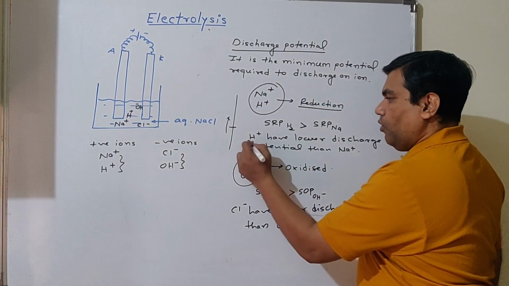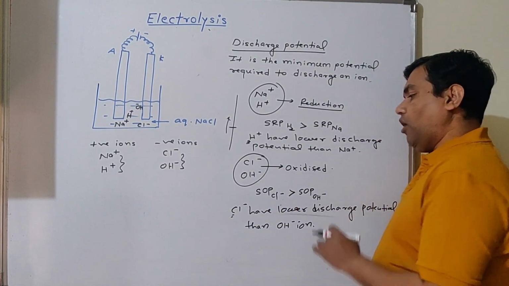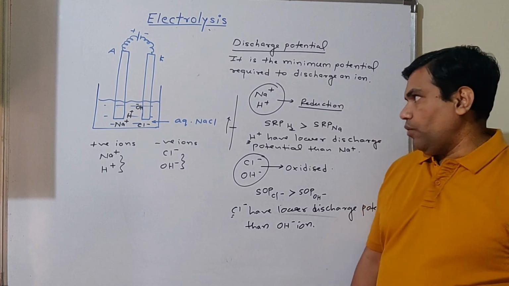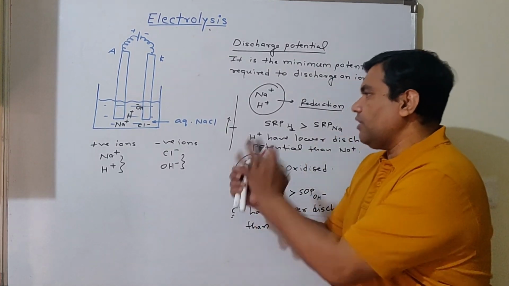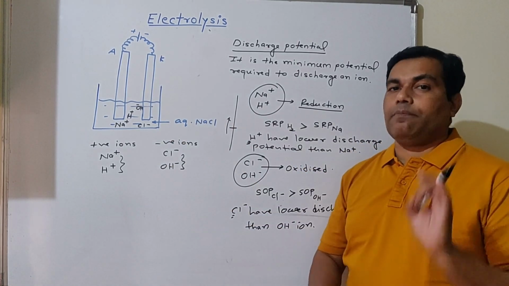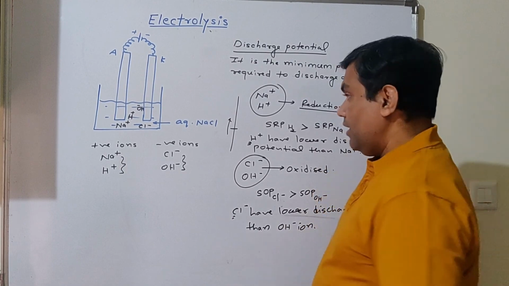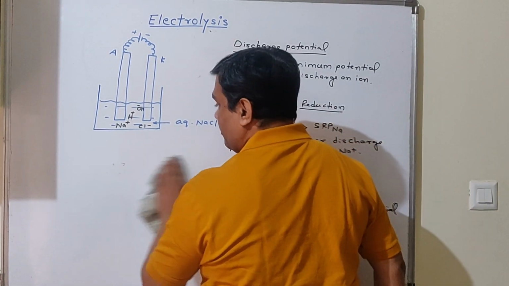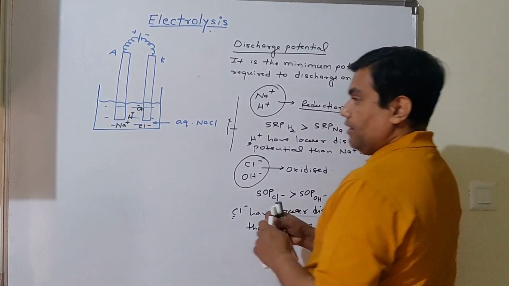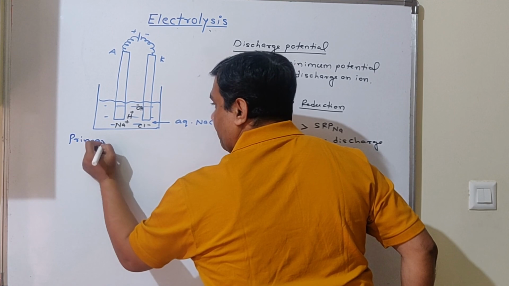Now it's clear. H plus has a lower discharge potential amongst H plus and Na plus, and Cl negative has a lower discharge potential amongst Cl negative and OH negative. So let us concentrate on the primary process and the secondary process that will take place in electrolysis. Now, if we say the primary process over here, which is nothing but the discharging of ions, we know that the primary process. What is the primary process?